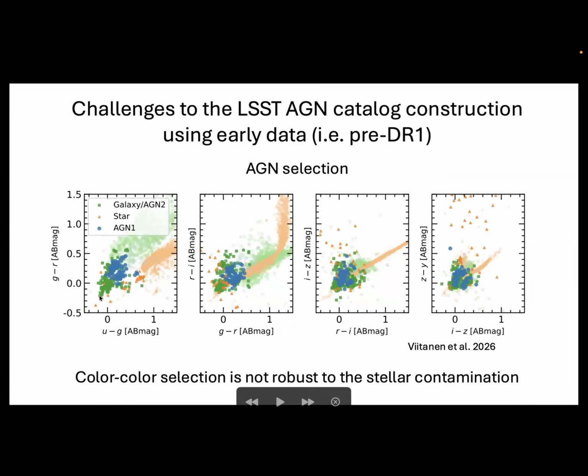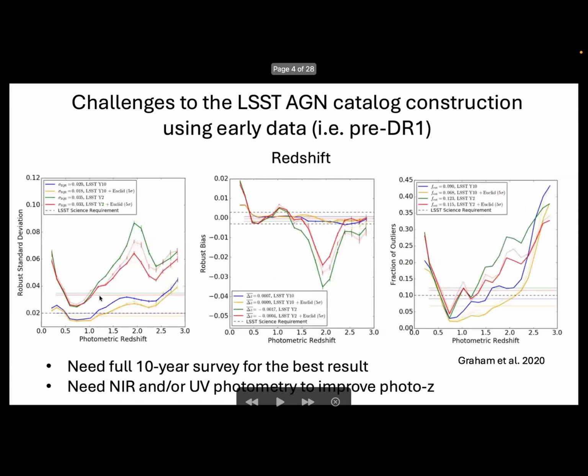The first is AGN selection. This illustration from the AGILE paper clearly shows there is confusion between type 2 AGN and stars. There are specific loci in color space where the stars are located, but still, stars are often confused with galaxies and AGN. Especially if you have a u-band it helps a little bit, but color selection is still not robust to stellar contamination.